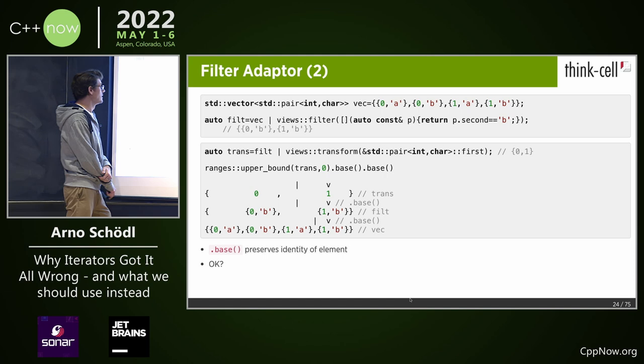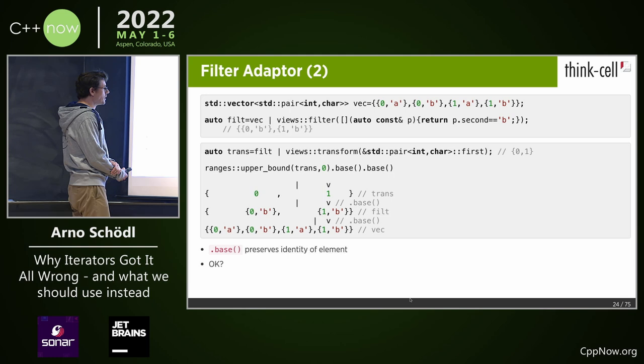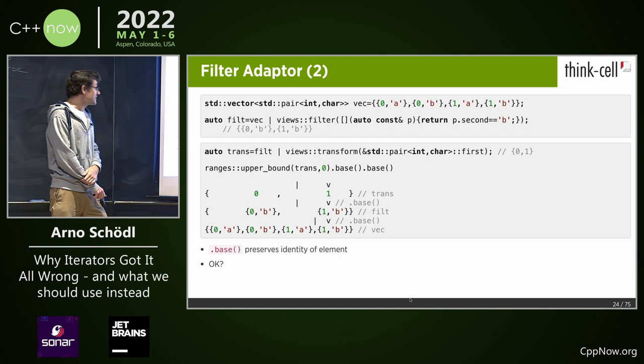And then again, we do base. And now it becomes interesting. Because really, what the upper bound said is, I'm going to give you a border between this element and that element. But the filter actually filtered out the 1a.